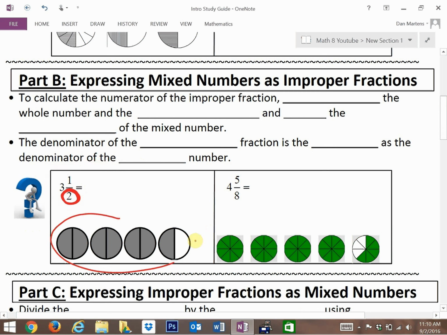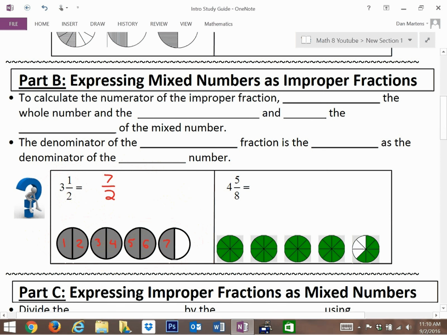So I have a whole bunch of pies here. I've got 3 whole pies and a half of another pie. So I've divided them all into 2 parts, and I hope you'd agree that this here is 3.5. Now what an improper fraction is, it represents this 3.5 pies not using a whole number. So in other words, how many halves, and let me count them for you. There you go. There are a total of 1, 2, 3, 4, 5, 6, 7 halves. So 3 1/2 is equivalent to 7 halves.